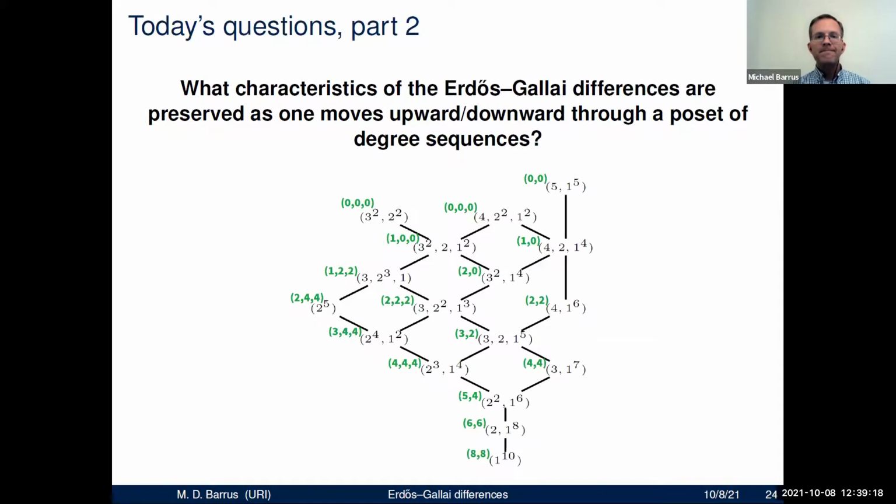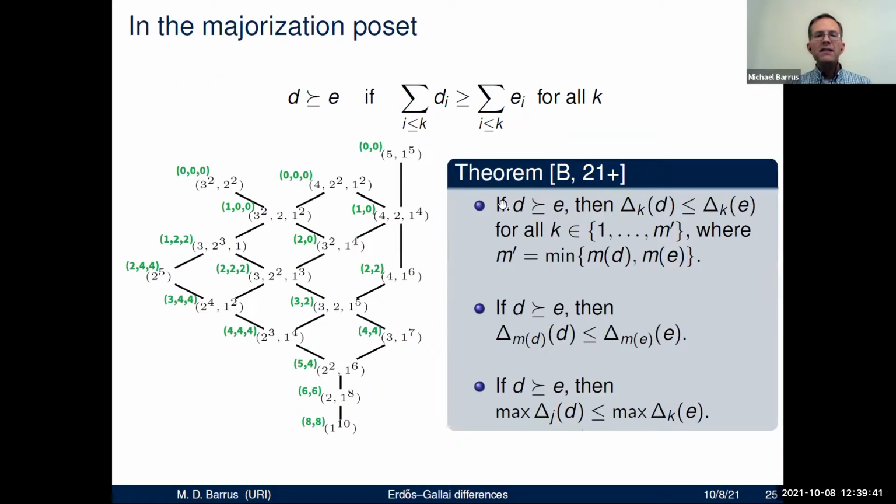So moving on to our second question. Are there any nice connections between these Erdős-Gallai differences, these lists, and position inside one of these posets on degree sequences? And as we take a look at this majorization list, the answer seems to be pretty positively so. So what we observe here is that if D majorizes E, then any particular difference in any particular position.